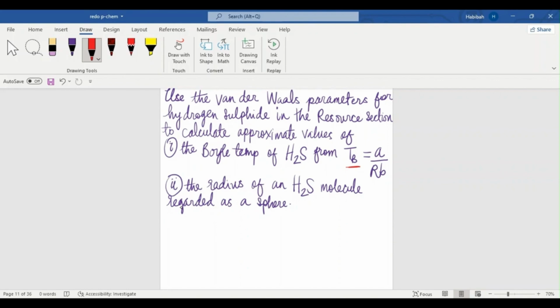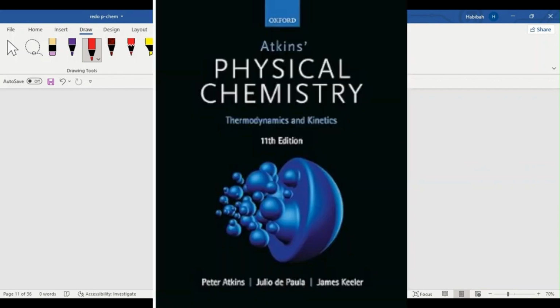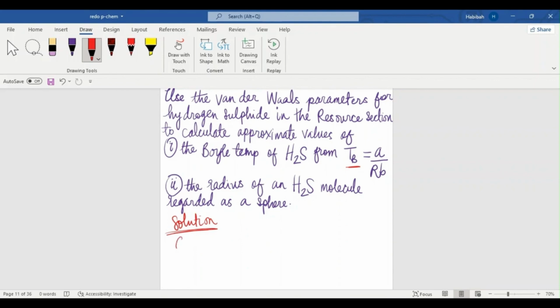To start, rereading the question, we're told to use the van der Waals parameters of hydrogen sulfide in the resource section of the textbook. The textbook I'm using is the Atkins Physical Chemistry 11th edition. In the resource section, we have the value for A, the van der Waals parameter that involves attractive forces. It is 4.484 atmosphere dm6 per mole squared.